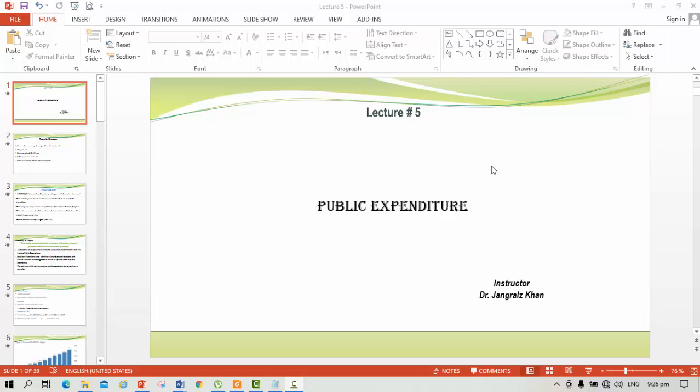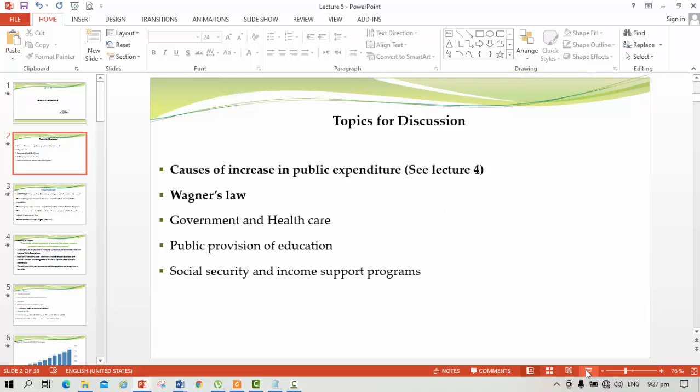This lecture is a continuation of lecture number 4, in which we started public expenditure. We discussed in detail the concept of public expenditure and causes of rise in public expenditure in lecture number 4. In today's lecture, we will discuss some more topics relevant to public expenditure. These topics include Wagner's law, the government and healthcare, public provision of education, social security, and income support programs.